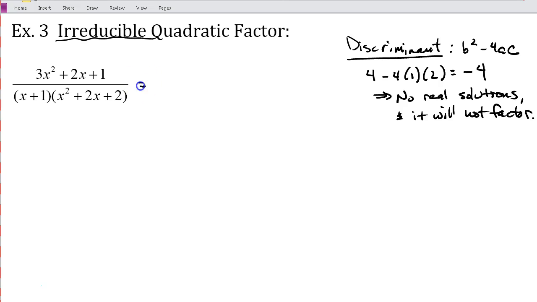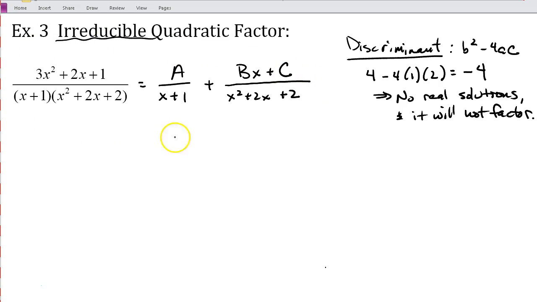So when we decompose this, we're going to have A over x plus 1. That's my linear factor. But then, remember in the first video I mentioned that my numerator has to be 1 degree less. So since my second denominator is going to be x squared plus 2x plus 2, my numerator has to be degree 1 since my denominator is degree 2. So we're going to have Bx plus C. And if we had another quadratic factor, we would have Dx plus E, or whatever variables you wanted to use.